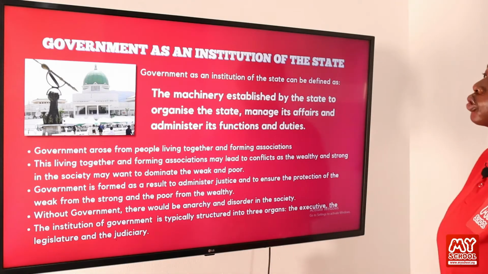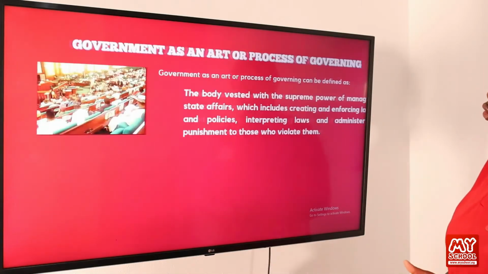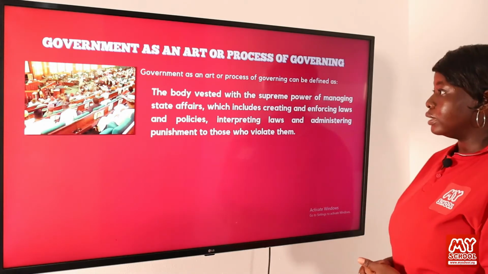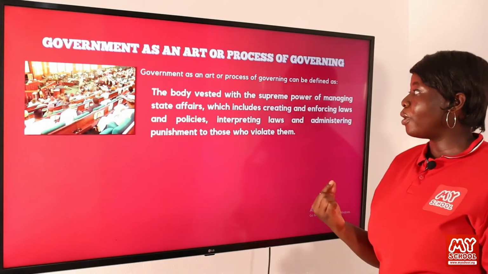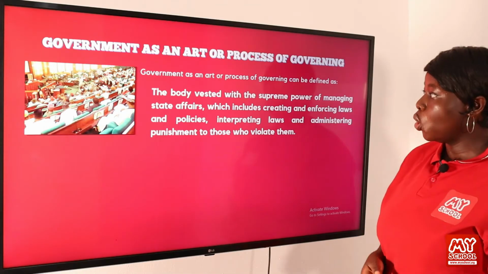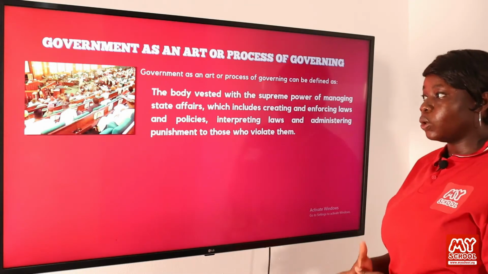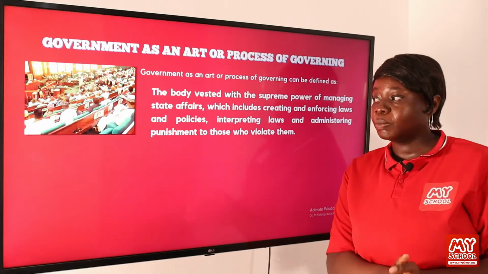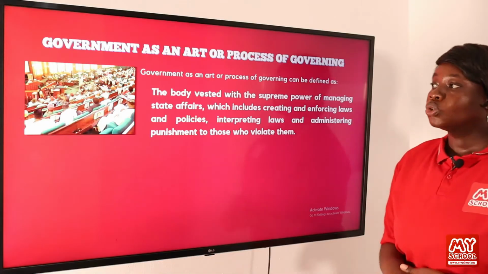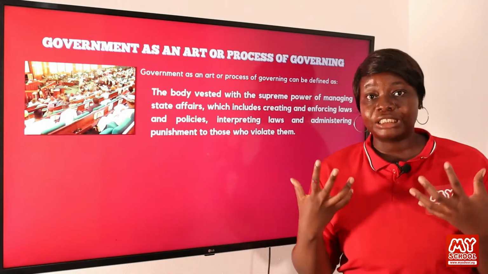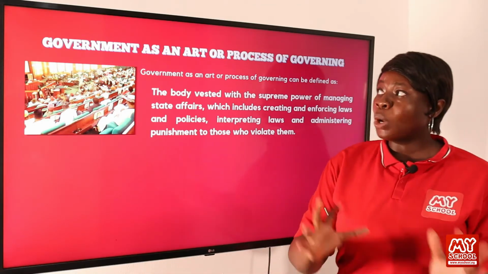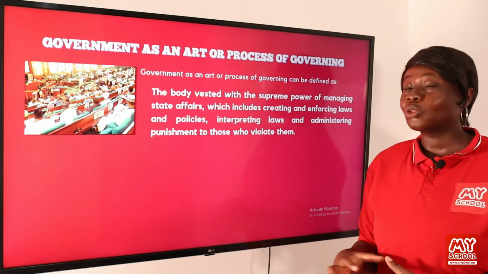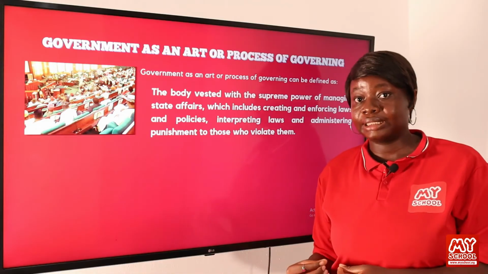So now let's move on to government as an art or process of governing. Government as an art or process of governing is the body vested with the supreme power of managing state affairs, which includes creating and enforcing laws and policies, interpreting laws, and administering punishment to those who violate them. So now we're no longer talking about government as the body. We are moving on to government as an art, as the process of governing. So we're talking about the function of government in this case.